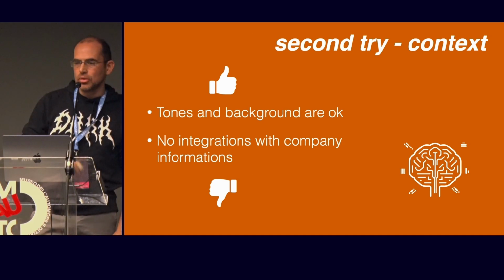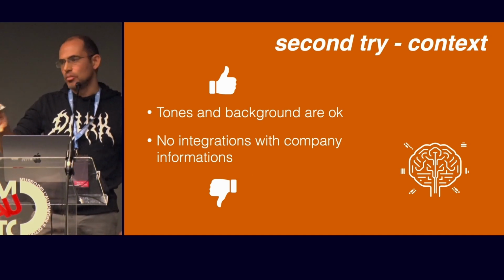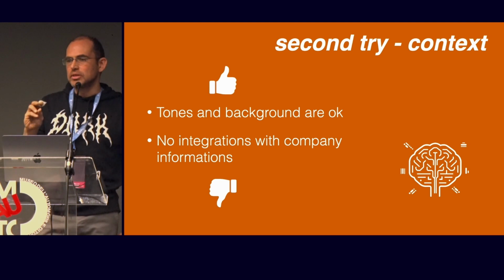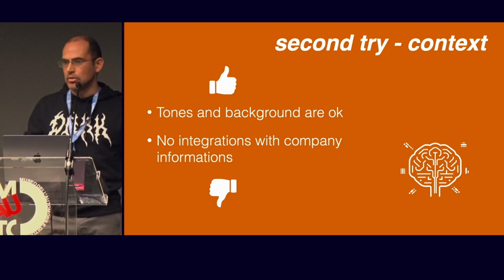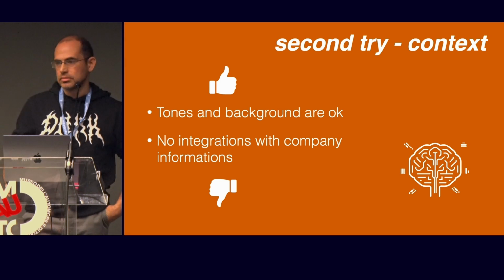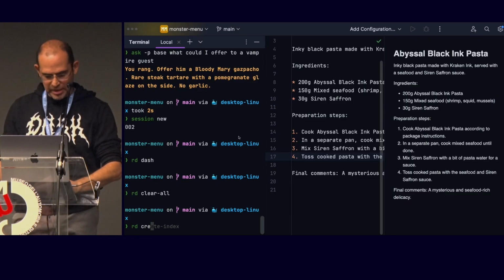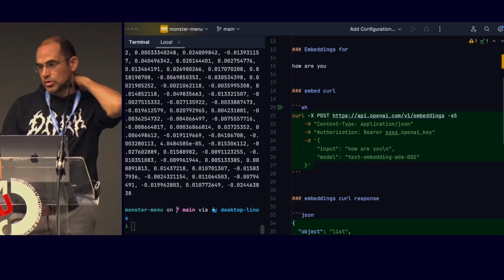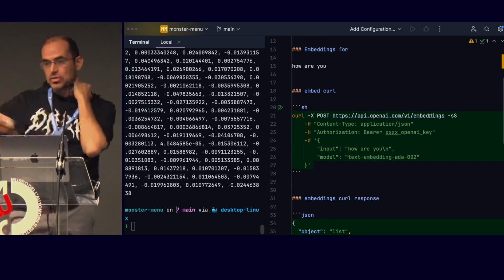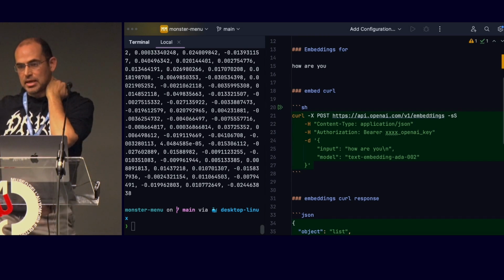Okay, we are getting close, we are almost reaching the objective, but we don't have the information that we need. Can we improve it? Yes, we can. How? First of all, we need to create an index. We need to take all our recipes and ask OpenAI embeddings ADA 002 to create an embedding for each recipe.